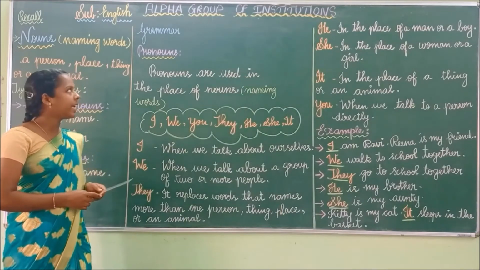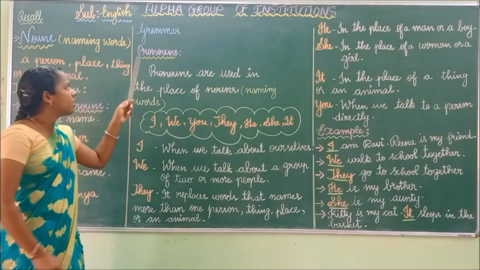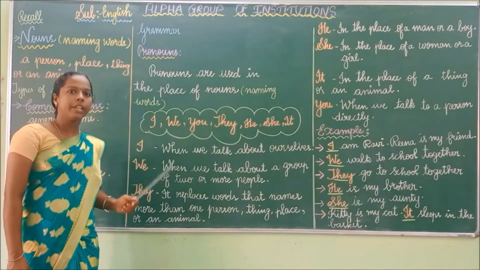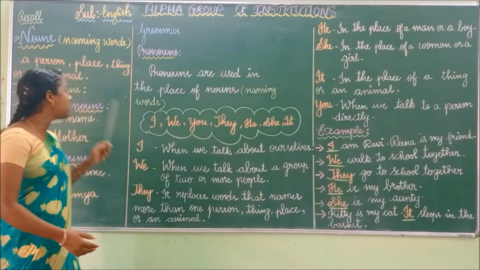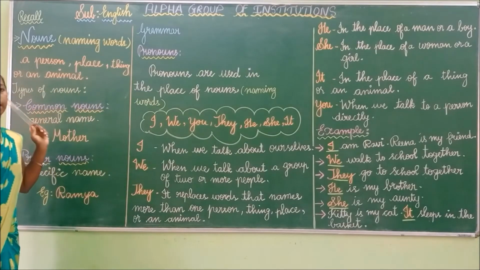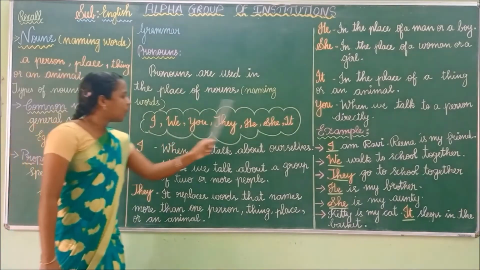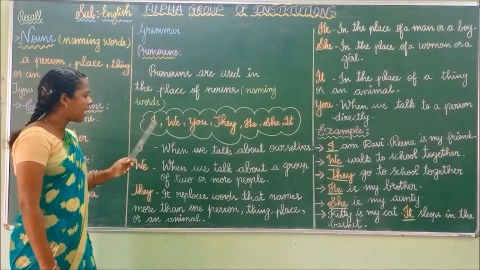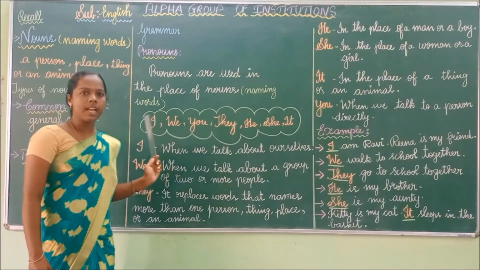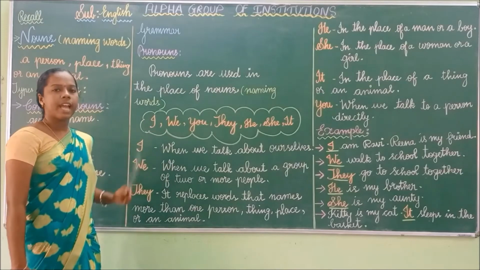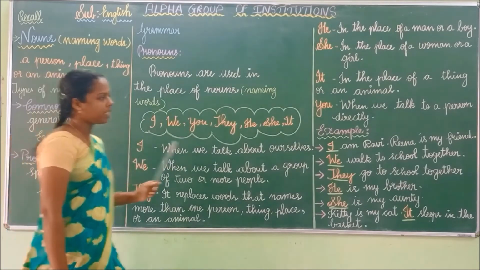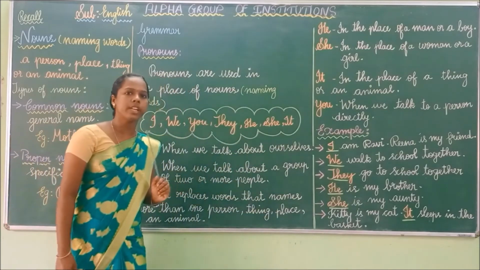Now we will shortly recap what we have learned. We have learned what pronouns are. Pronouns are used in the place of nouns. Nouns are nothing but names of a person, place, thing or an animal. And we have learned some pronouns: I, we, you, they, he, she, it. And we have learned the usage of these pronouns and some examples. Have you understood, children?